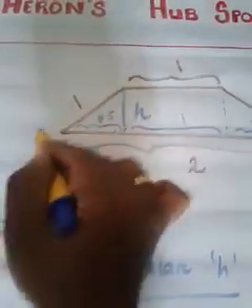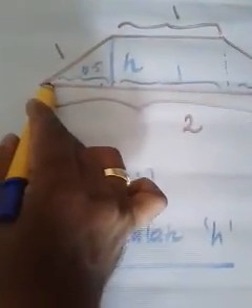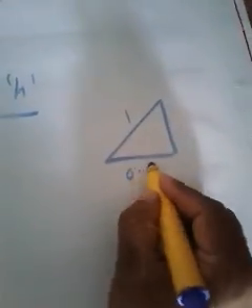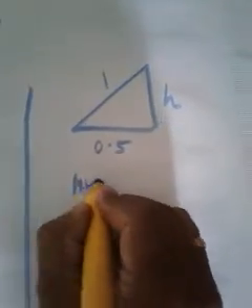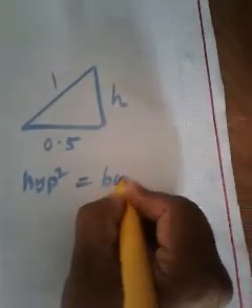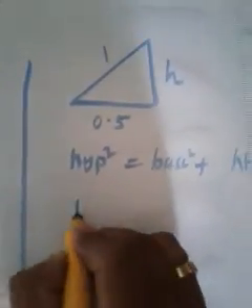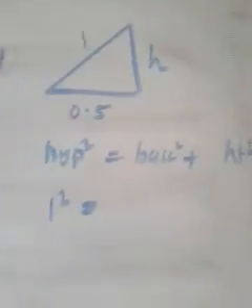So now we just focus on this right triangle. Let me draw this right triangle separately. And this is 1. So of course this is 1. And we got this as 0.5. So of course this is 0.5. And in that figure it is mentioned as h. So let us use the Pythagoras theorem. In that way we can easily calculate the value of h. The Pythagoras theorem says that the hypotenuse square is equal to base square plus height square. So here the hypotenuse is 1. So 1 square is equal to, are you following?